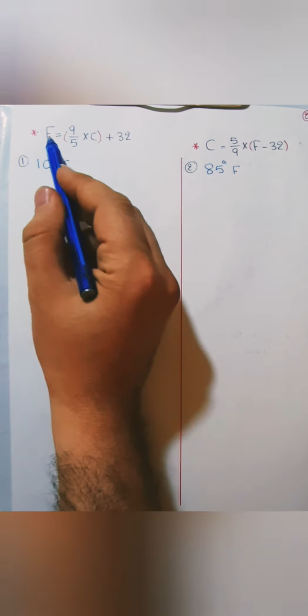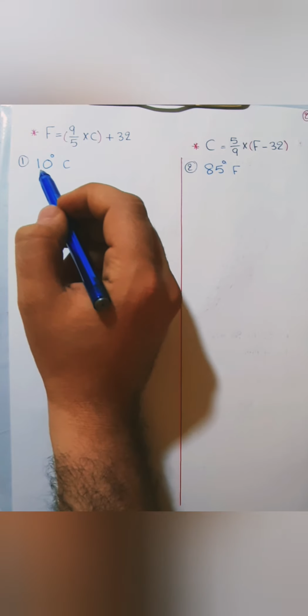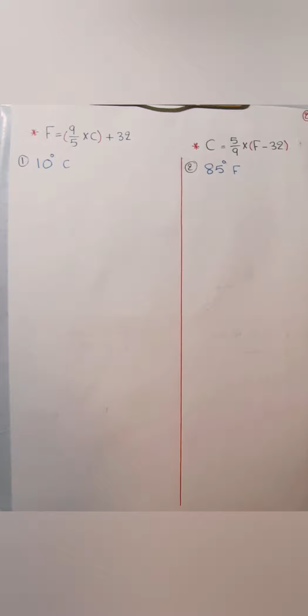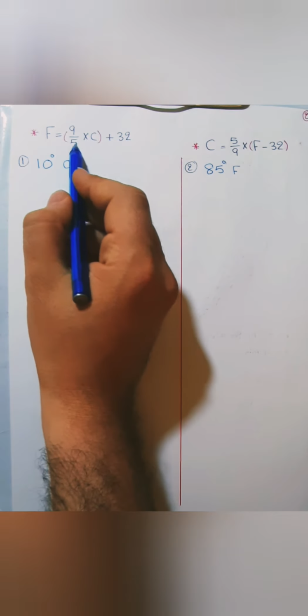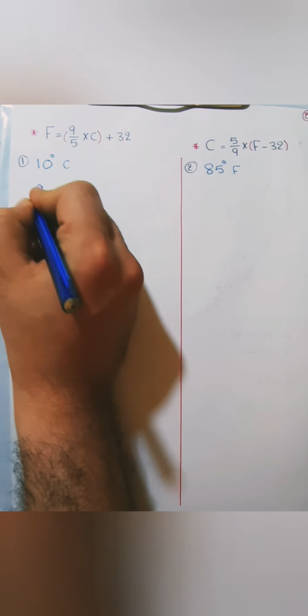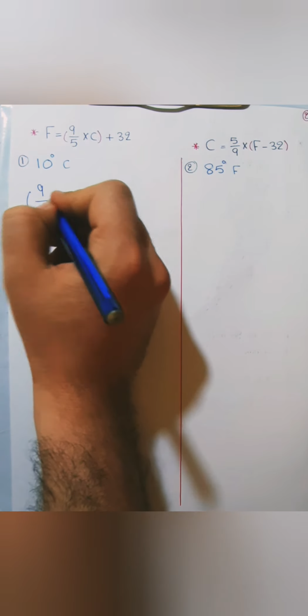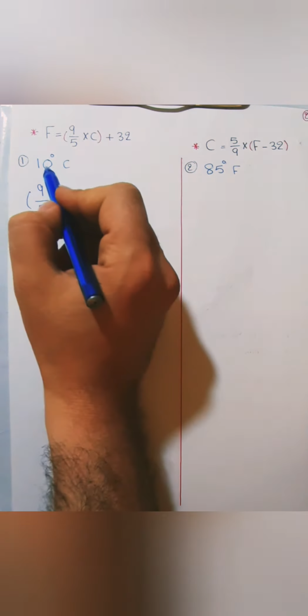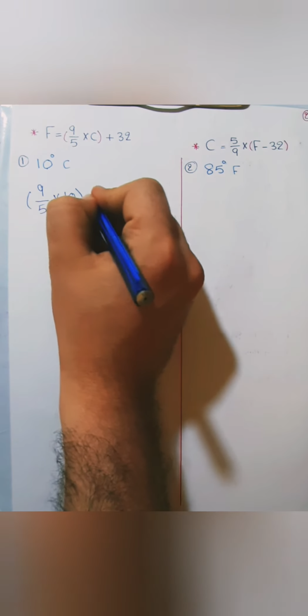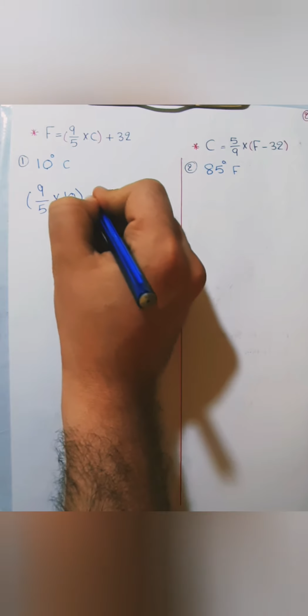Example number 1, we have 10 Celsius. When we want to change to Fahrenheit, we have to use this rule. The rule is 9 out of 5 times C plus 32. We have to write 10 instead of C.